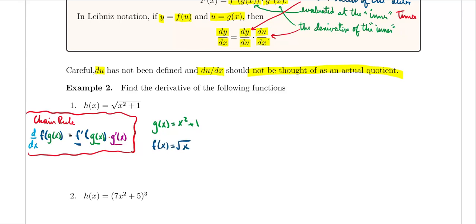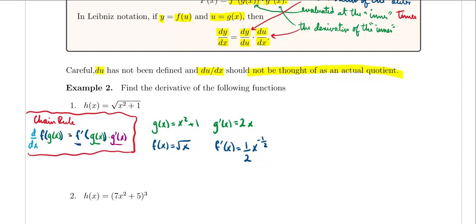Now let's go ahead and find the respective derivatives. So g prime of x is going to be equal to 2x, and f prime is going to be equal to 1/2 times x to the negative 1/2 power. Use the power rule here. Okay, now we have the functions and their derivatives. Now it's just a matter of plugging them into the chain rule.